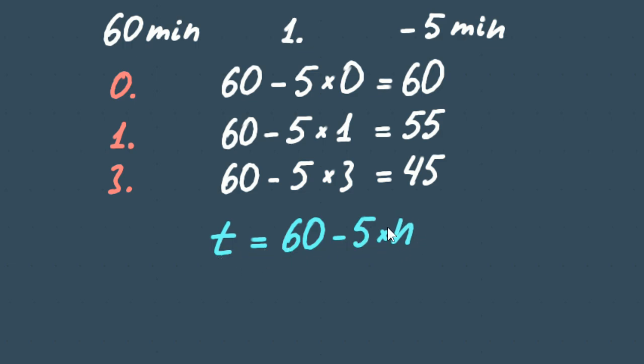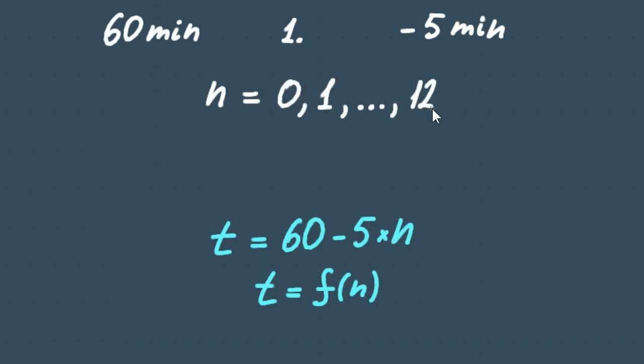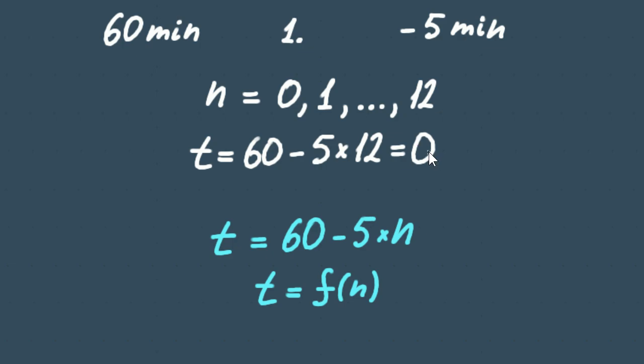And in general, the function is denoted by the letter f, and the letter f will mean some mathematical or algebraic expression. n is an independent variable, and time t depends on the variable n. And in our example, f will represent the algebraic expression 60 minus 5 multiplied by n. Here the variable n can take values from 0 to 12. If you make 12 mistakes, you won't play anymore, because with 12 mistakes, the game time will be equal to 0.